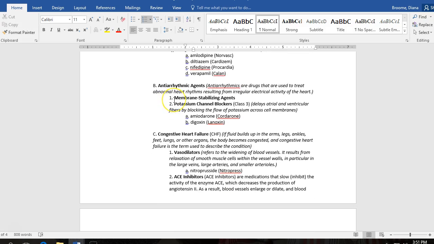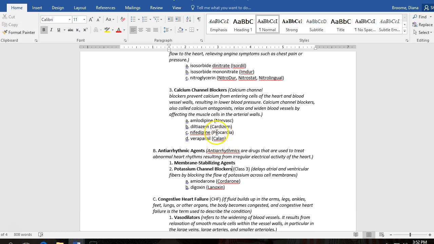I could ask you what calcium channel blockers are. And the next one is the antiarrhythmic agent. Antiarrhythmics are drugs that are used to treat abnormal heart rhythms resulting from irregular electrical activity of the heart. Do note that I did state that there are two different types of antiarrhythmic agents, but right now you're only being asked to memorize two of the potassium channel blockers. For the purpose of this quiz, you only need to know that Lanoxin and Cordarone are antiarrhythmic agents. I'm not going to ask you whether they were potassium channel blockers or membrane stabilizing agents.